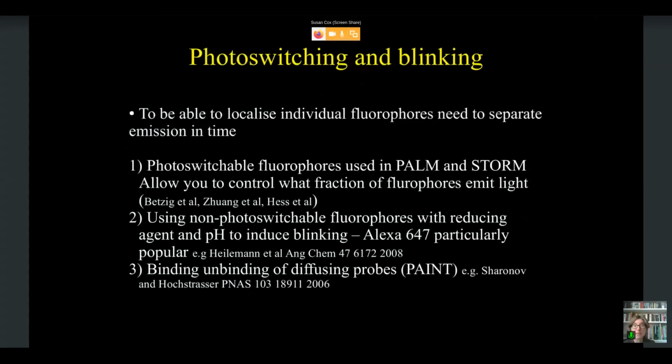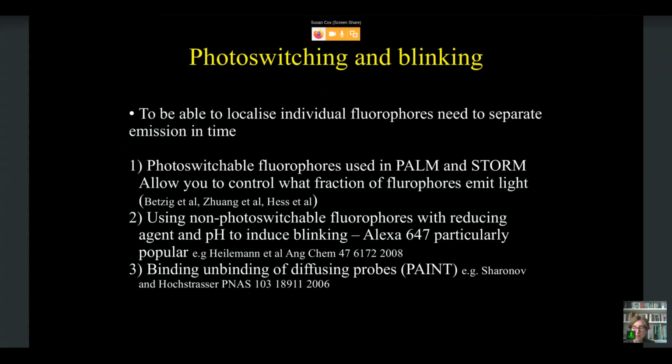The second method, which is probably the most popular method today, is using non-photoswitchable fluorophores with a reducing agent and a pH. You create a buffer with a combination of a reducing agent and a pH, which induces blinking. So Alexa 647 is the absolute classic dye. It's incredibly popular. None of the other dyes really quite perform to Alexa 647's level, but you can certainly do multiple colors.